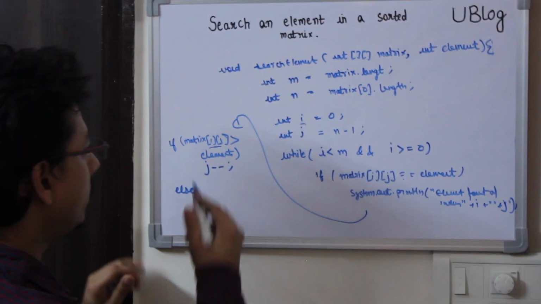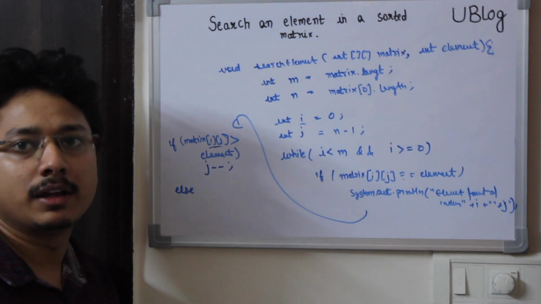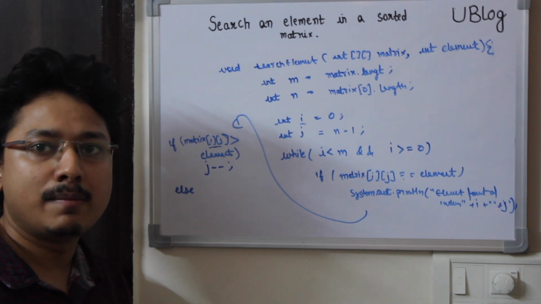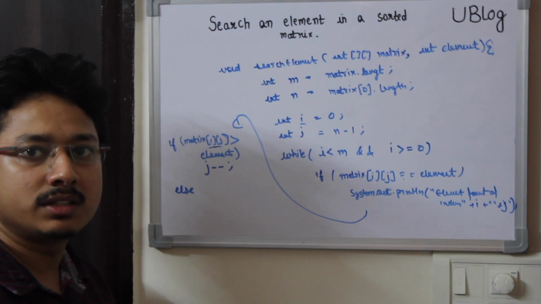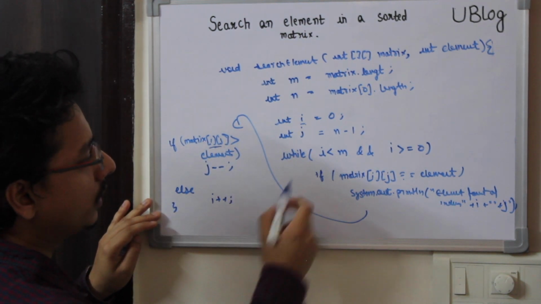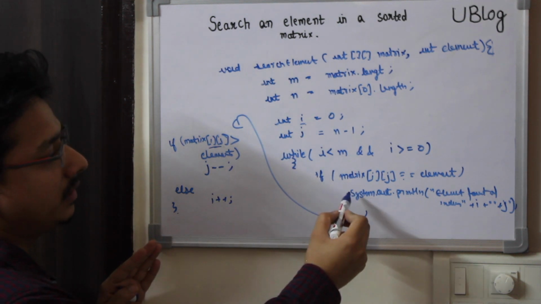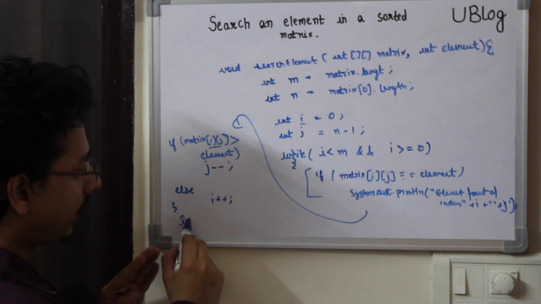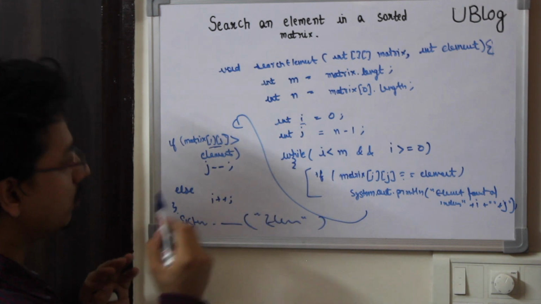And what else? If this condition is not satisfied, it means matrix[i][j] is less than element. If my current element is less than the element I am searching for, I need to move down, which means I need to increase the row. So I will do i plus plus, and then I close this while loop. If I am outside the while loop, this condition was never met, which means I need to print element not found, and then I can close the function.